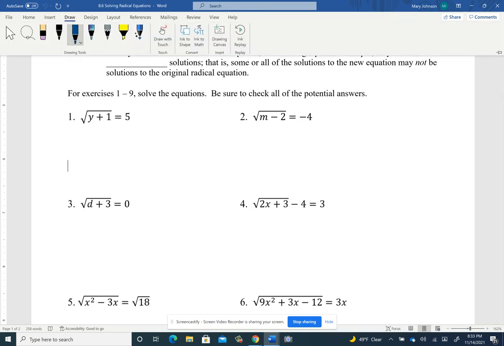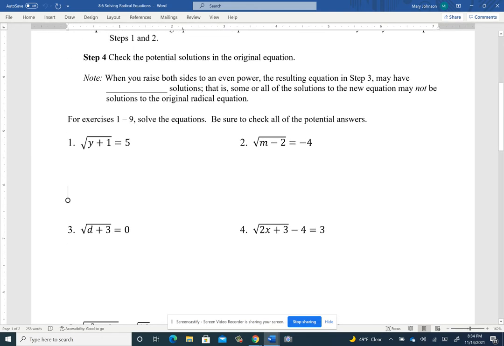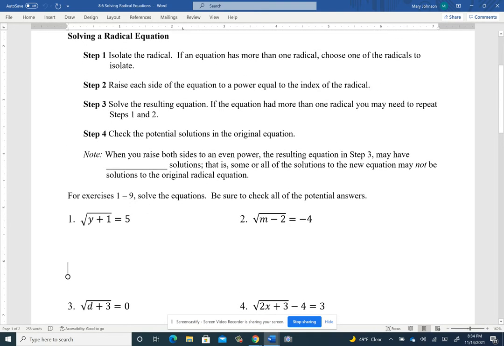All right, so the basic idea is that you're going to need to do something to get rid of the radical, and the steps involved, I think, make good sense. So you get the radical on a side by itself if it's not already, and then you raise each side to the power of the index. So if it's a square root, you'll square each side. If it's a cube root, you cube each side. So you do that to try to undo whatever's been done to the variable.